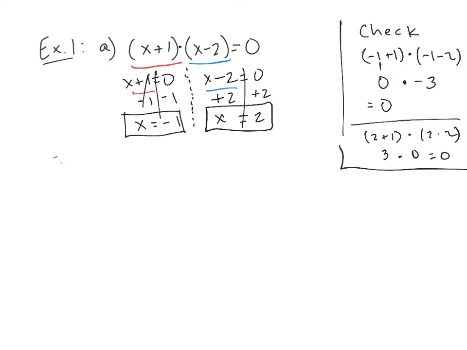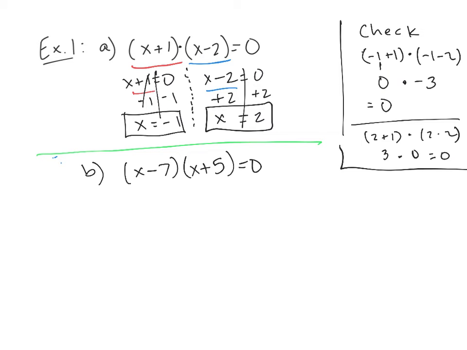All right, let's try one more similar problem here. I'm just going to call this example 1b. We're going to be looking at x minus 7 multiplied by x plus 5 equal to 0. And again, on this example, I have two quantities that are multiplied together. I'll call them the red quantity and the blue quantity. Whenever I have two quantities multiplied together equal to 0, then I know that either the first one must be 0 or the second one must be 0.